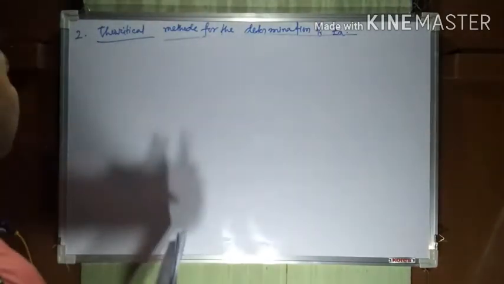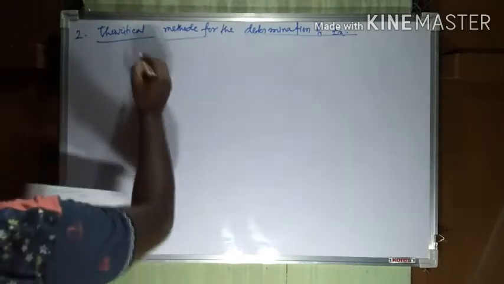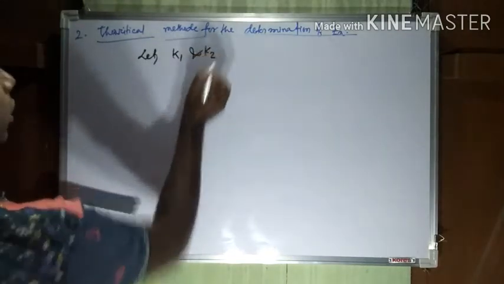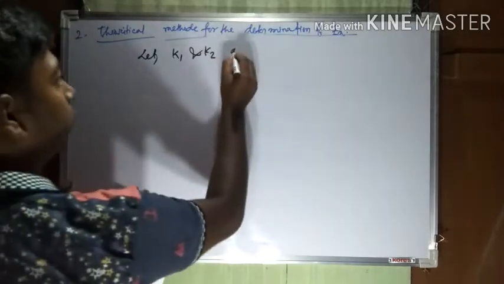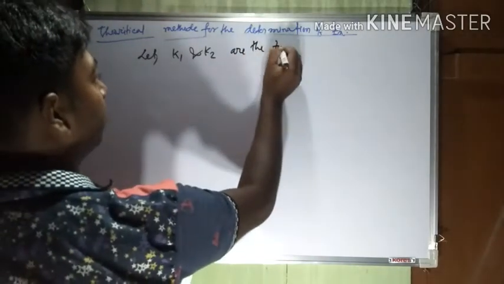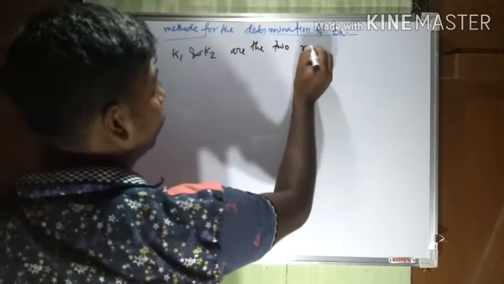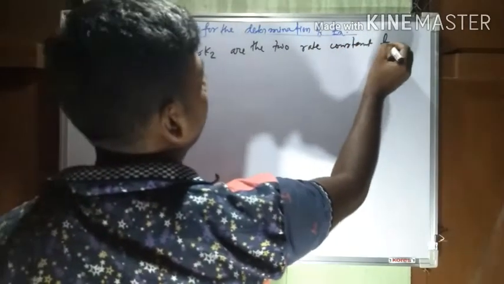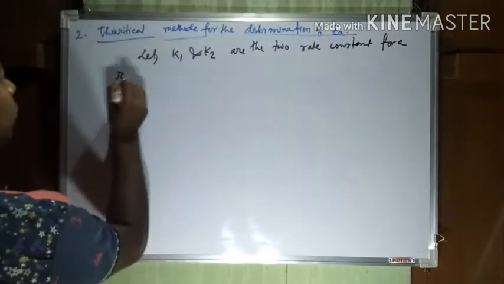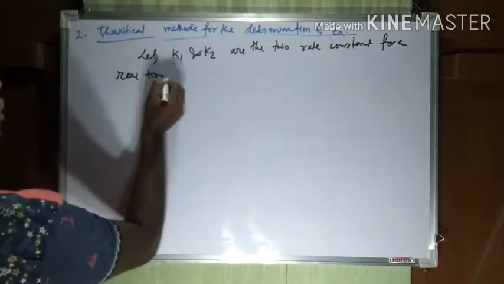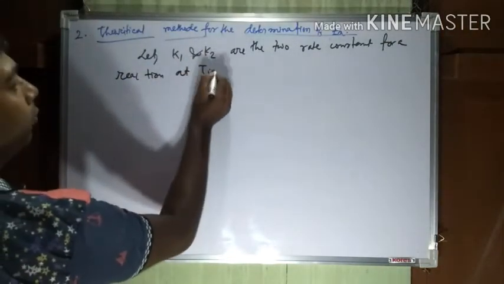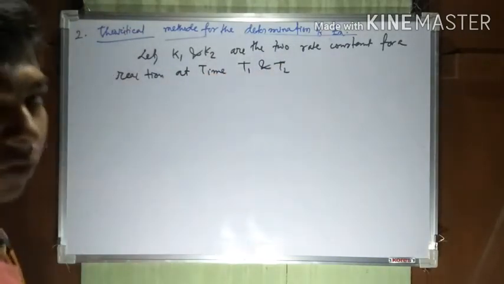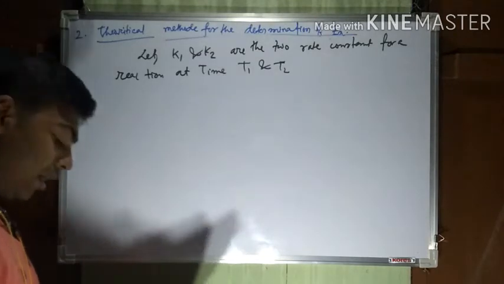See, let K1 and K2 be the two rate constants for a reaction at temperatures T1 and T2. Okay, T1, T2.